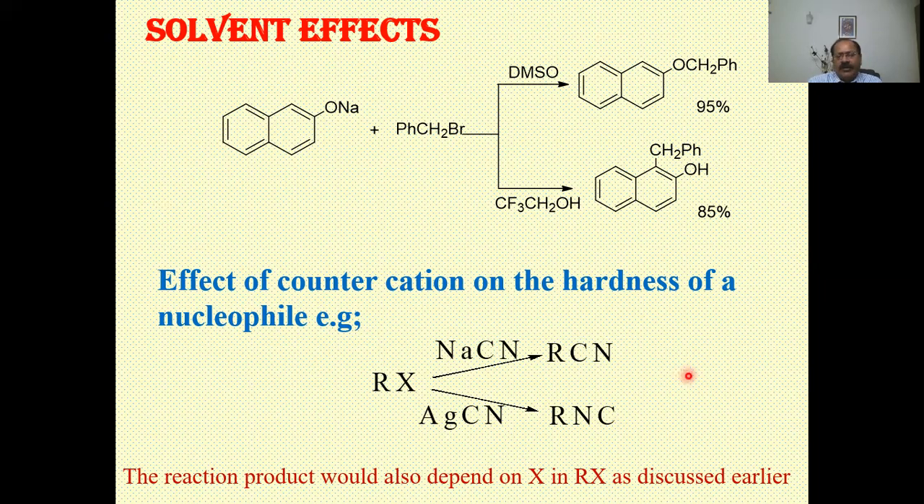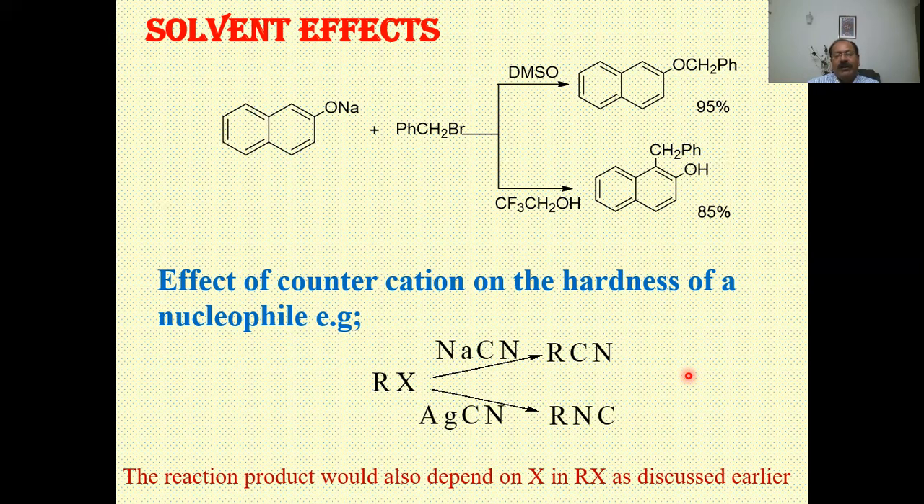There's another way of looking at this reaction also. See, we have sodium cyanide and silver cyanide. Among these, which is harder? Sodium. Silver is softer. So I can think that the sodium ion, which is harder, will be surrounded by the harder end of the ambident nucleophile, and that is nitrogen. Since it is surrounded by the harder end, what is available for attack is the softer end of cyanide, and hence the reaction.